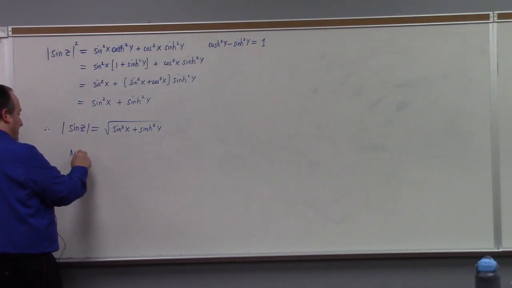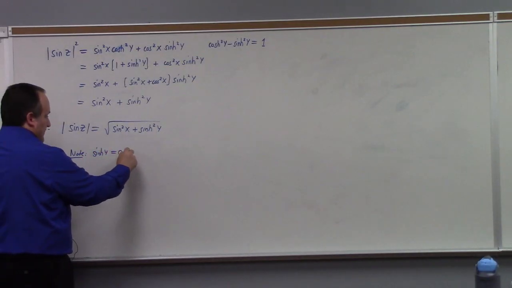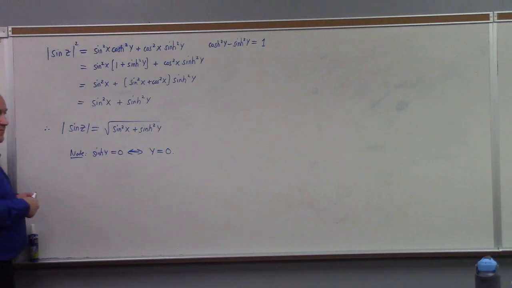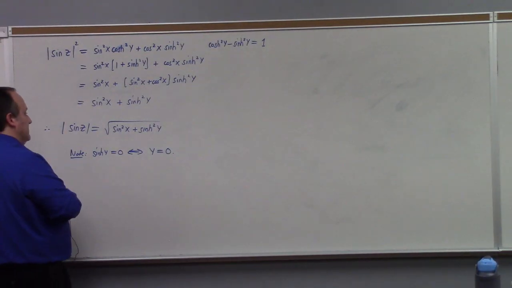Note, sinh of y equals 0 if and only if y equals 0. This is something that's known from elementary calculus, or calculus 2, whatever. I know this from real calculus. Sinh is everywhere increasing because its derivative is cosh. Cosh has values greater than or equal to 1, so it's strictly increasing. The only place where it's 0 is when it has an input of 0. So, all right, so there's that.